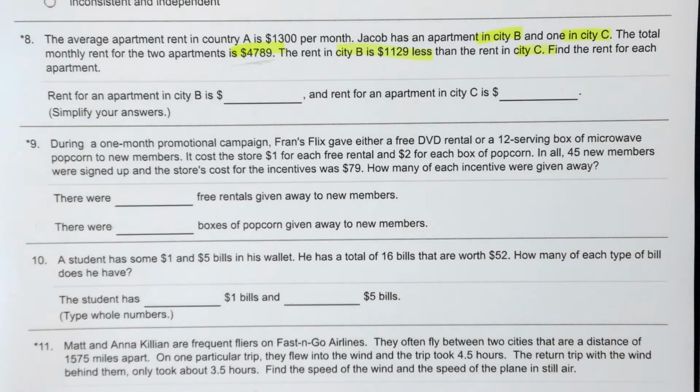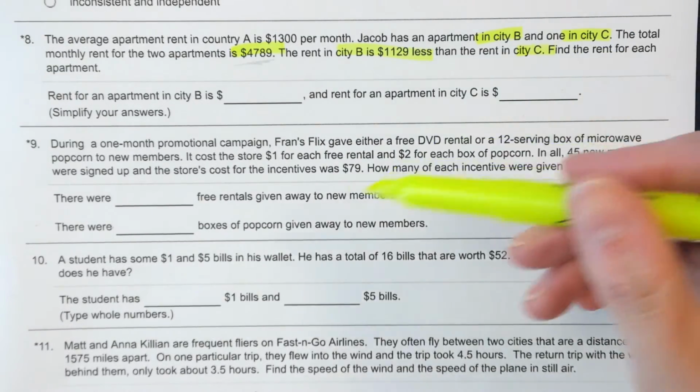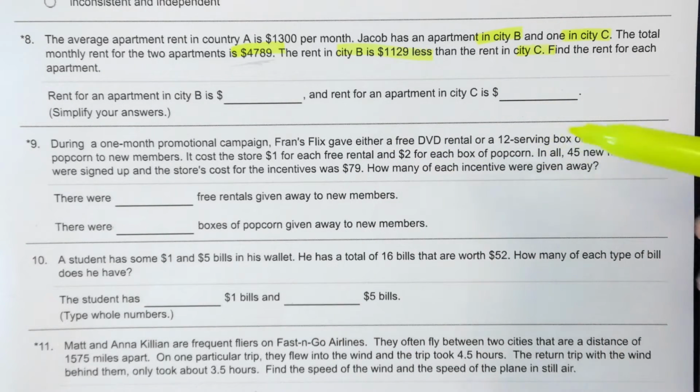All right, now let's look at question 9. During a 1-month promotional campaign, Friends Fix gave either a free DVD rental or a 12-serving box of microwave popcorn to new members. It cost the store $1 for each free rental and $2 for each box of popcorn. In all, 45 new members were signed up, and the store's cost for the incentive was $79. How many of each incentive were given away?